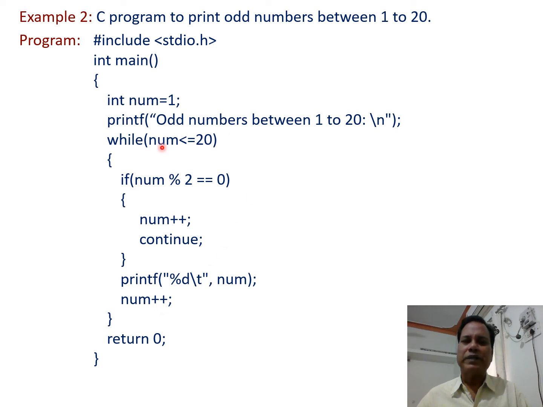So the condition is tested: 2 is less than or equal to 20. The condition is true. Then again control enters the body of the while loop. This time the condition in the if statement, 2 modulo 2 equal to 0, is true, so the body of the if statement is executed. In this body, the value of num is incremented. So the value becomes 3. And then the next statement is the continue statement. The continue statement takes the control to check the condition.